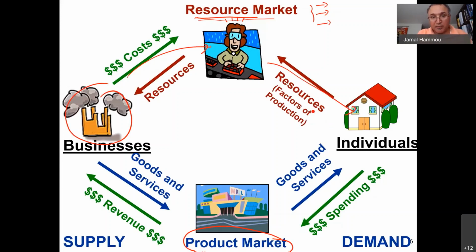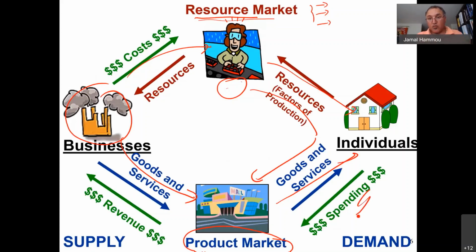So the businesses go to the resources market, buy or rent resources, then produce goods and bring them to the products market. And on this side, the businesses bring the goods and services to the market, and then we buy them as individuals, and spend the money. So from the resources market, it's income for individuals, and the other side is spending. You spend the money to buy goods and services, and the money circulates.